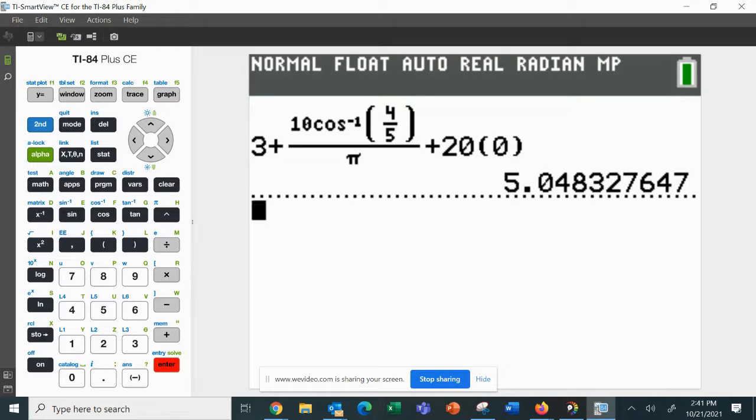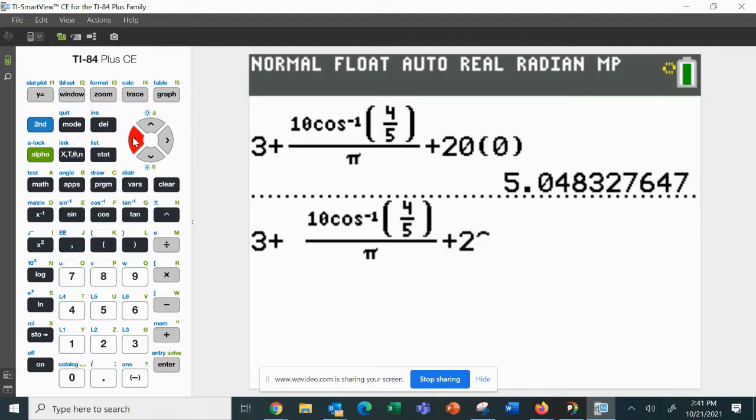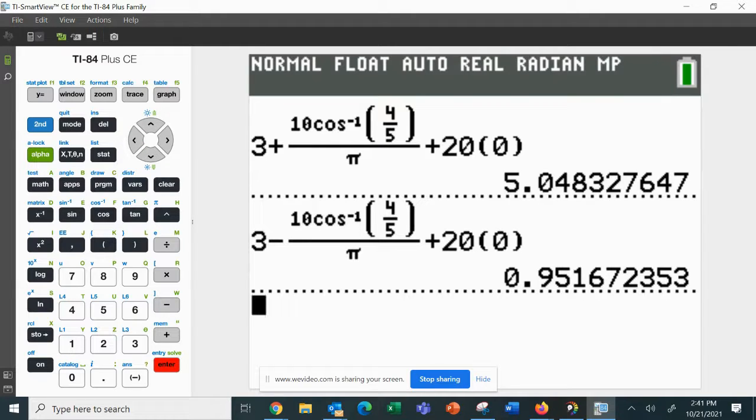But remember, it was 3 plus or minus. So now I'm going to do the same thing again, but with the minus sign. You don't have to type the whole thing again. If you have the newer calculators, you can just grab it. If you have the older ones, you can do second enter and it brings it back. And then you can just change the plus to a minus by typing on top of it. And I got 0.95 something.